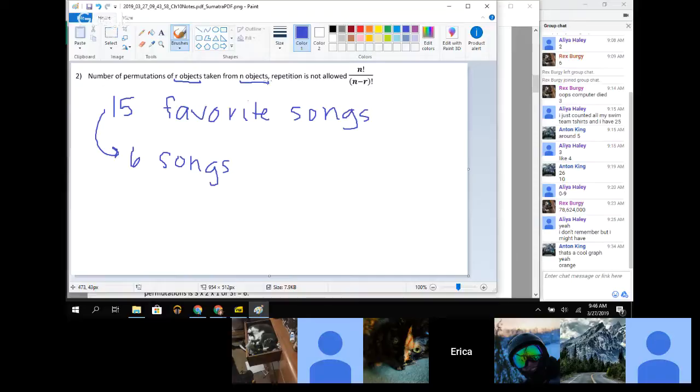Okay. So what we're going to do is use this formula. In this case, we have n, which is 15 different songs to choose from, but we only get to pick 6 of them. So in order to find how many different combinations of 6 songs that we can have that are picked out of 15, we're going to do n factorial divided by n minus r factorial. Okay, so we have 15 factorial divided by 15 minus 6 factorial. You could also write this as 15 factorial over 9 factorial if you wanted.